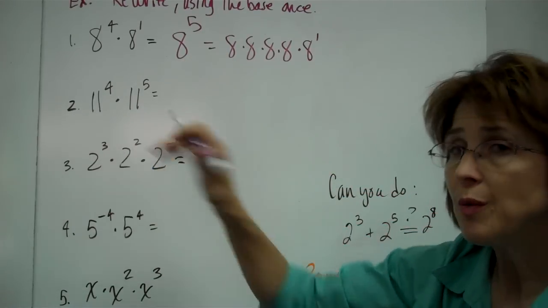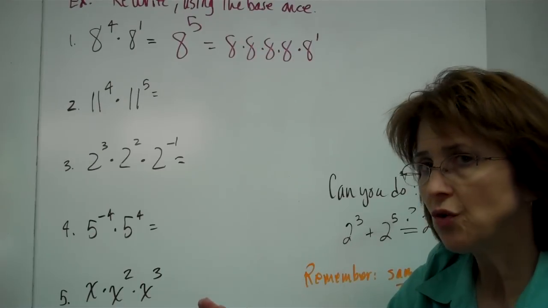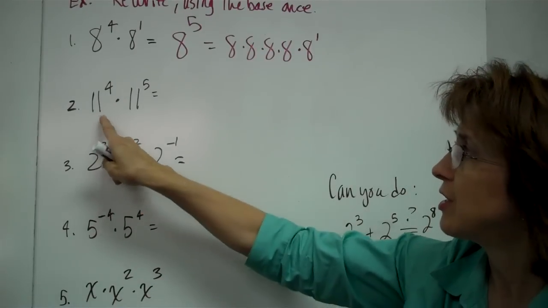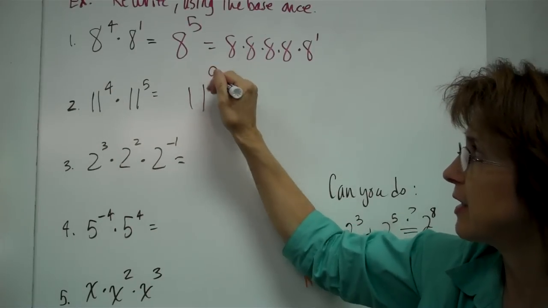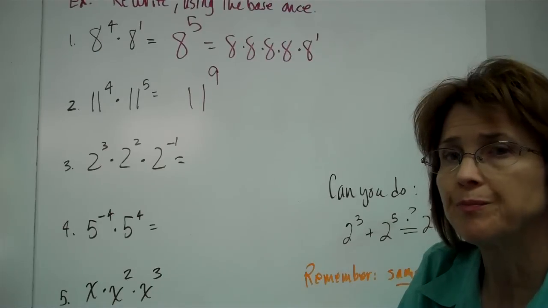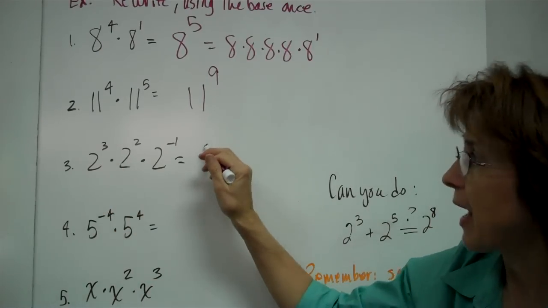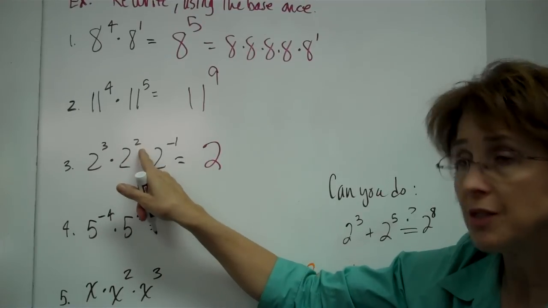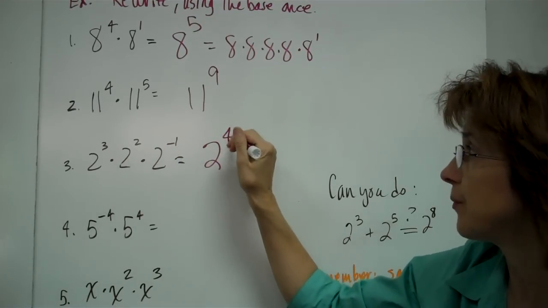Okay, again, you want to always check to make sure it's the same base and that you're multiplying. Once you know those things are going on, then you can add the exponents. So I know it's the same base, so I write the base down. I do 4 plus 5, and that's 9. So that's 11 to the 9th power. Here I have the same base. I'm multiplying, so we can add the exponents. What's 3 plus 2? 5, and then 5 minus 1 is 4.